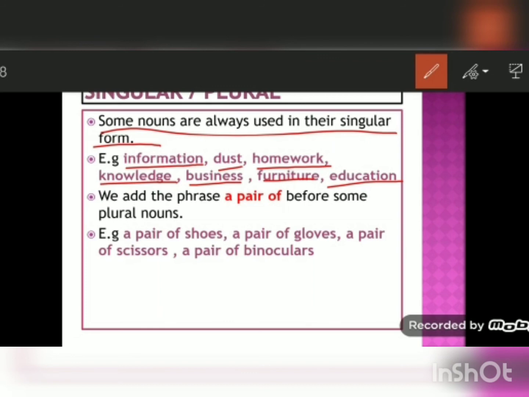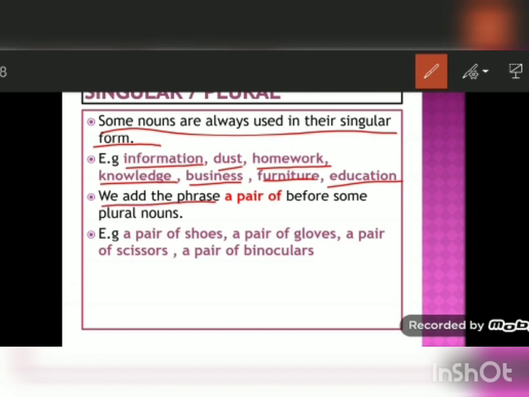Homework. Teacher might have given you homework of different subjects, but you have to say it as I have a lot of homework to do, not homeworks. Okay. So knowledge, business, furniture, education, all these are examples of nouns which are always used in singular form.